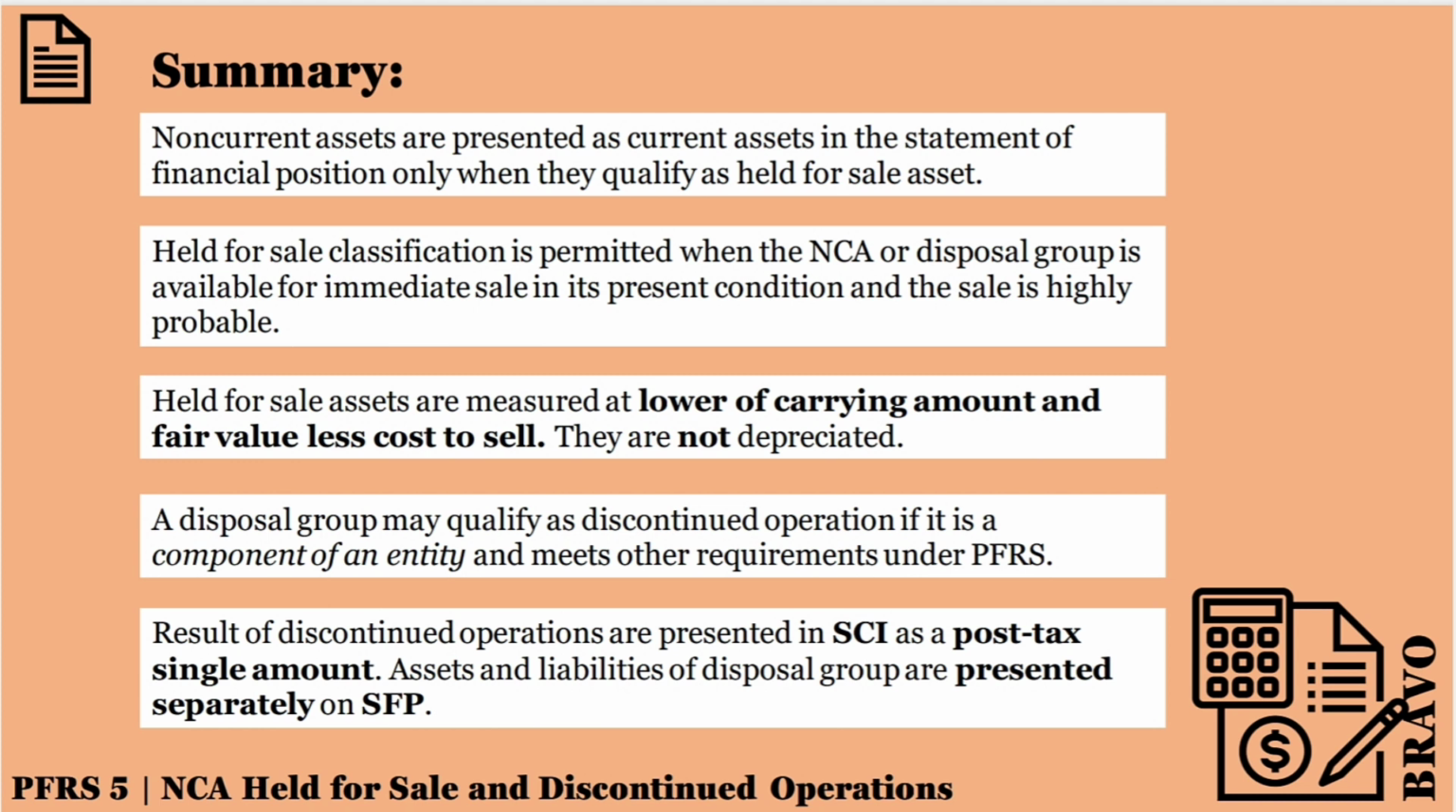A disposal group may qualify as a discontinued operation if it is a component of an entity and meets other requirements under PFRS. Results of discontinued operations are presented in the SPLOCI as a post-tax single amount. Assets and liabilities of a disposal group are presented separately on the Statement of Financial Position.